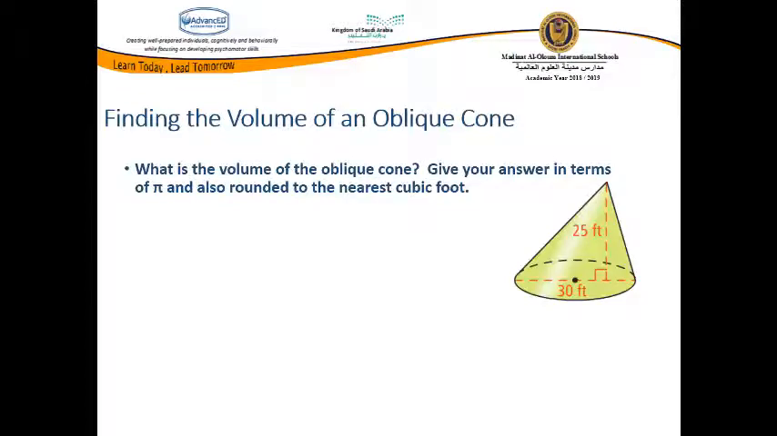How to find the volume of an oblique cone? What is the volume of the oblique cone? Give your answer in terms of pi and also round it to the nearest cubic foot. Here this is the diameter 30, then the radius is half, 15. Then the volume is one third pi r squared h, one third pi, the radius 15 squared multiplied by the height 25, then the volume equals 1875 pi. Then the volume to the nearest cubic foot equals 5890 cubic feet.